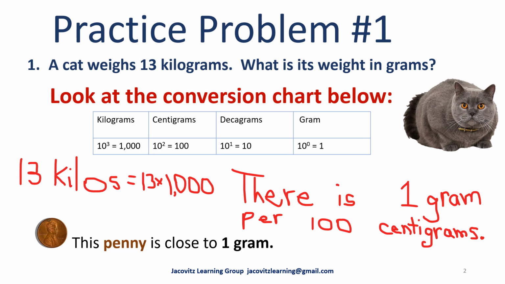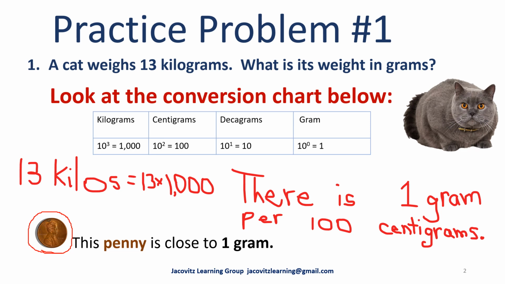A cat weighs 13 kilograms. And you know that kilo equals 1,000. Centa is 100, like a centipede has 100 feet. Deca is 10, and gram is your basic measurement. You see this penny close to a gram. If you take a penny and put it in your hand, that's really what a gram is. It's pretty small.